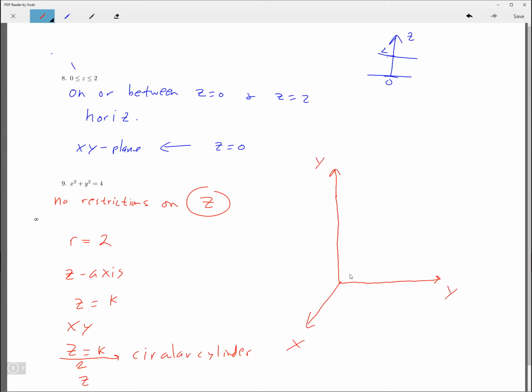Okay, so essentially, if you're just looking in here, then this is a circle of radius 2, right? Okay, that's a circle of radius 2. But that's when z equals 0. But when z is up here, then it's also going to be a circle of radius 2. And if z is up here, it's also going to be a circle of radius 2. So it's going to end up being like this cylinder. And then you can go down into negative lengths too. So it's just going to be this circular cylinder.